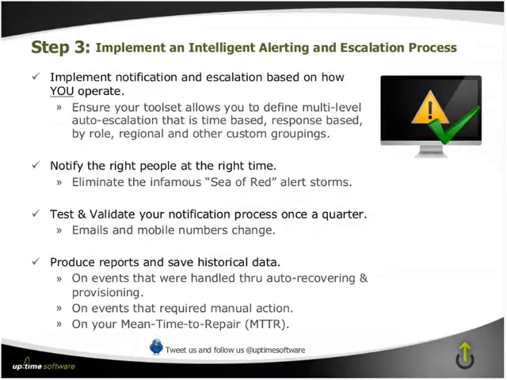Step number 3, implement an intelligent alerting and escalation process. This comes back to our whole sea of red story and the whole siloed challenge where it isn't clear where the root cause of a problem is or who should actually be responsible for recovering it. You should implement a notification and escalation scheme based on how your team operates. Ensure that the tooling you're implementing allows you to define multi-level auto-escalation that is either time-based or response-based, by role, by region, or other custom grouping.